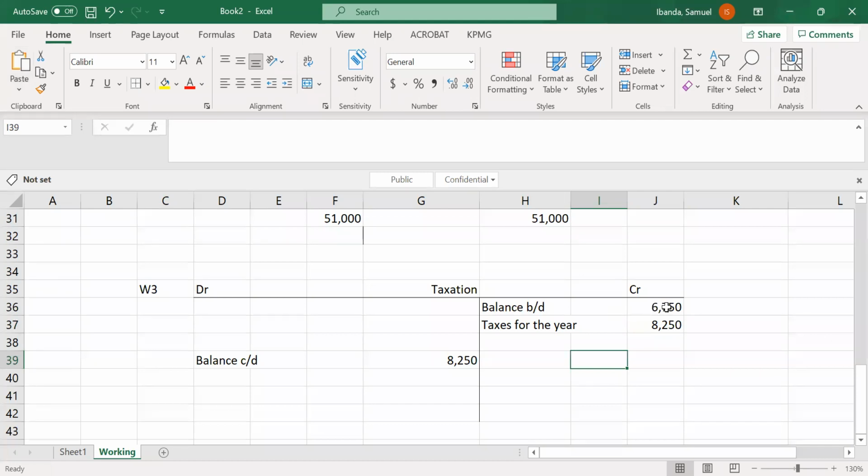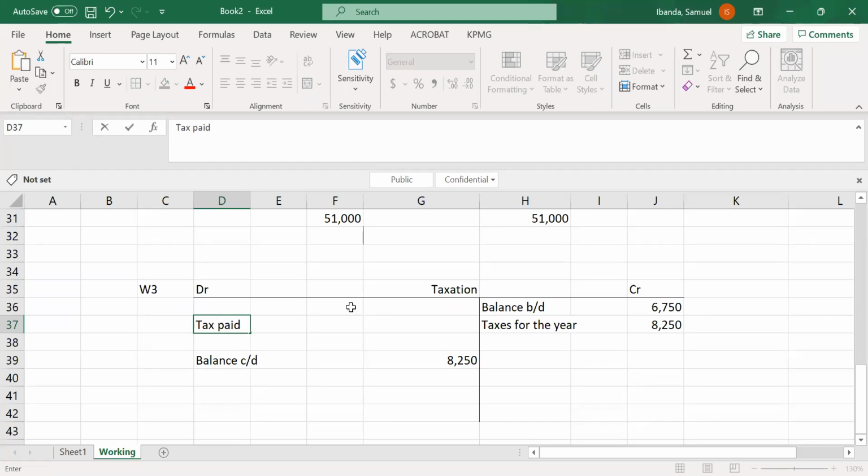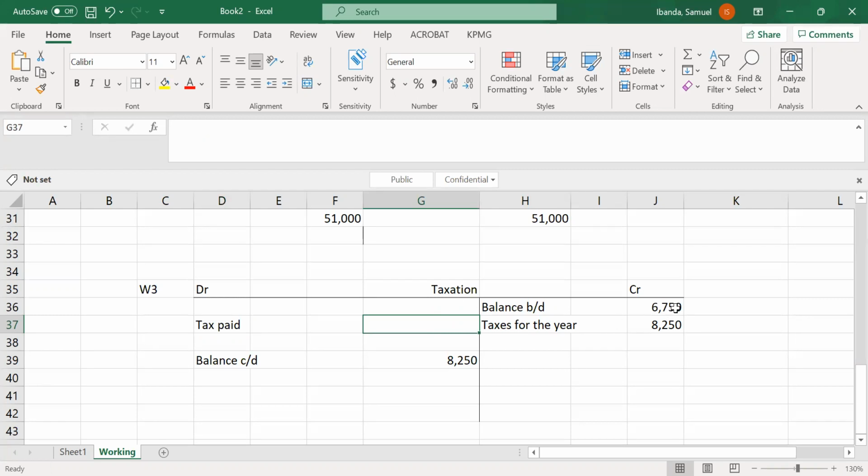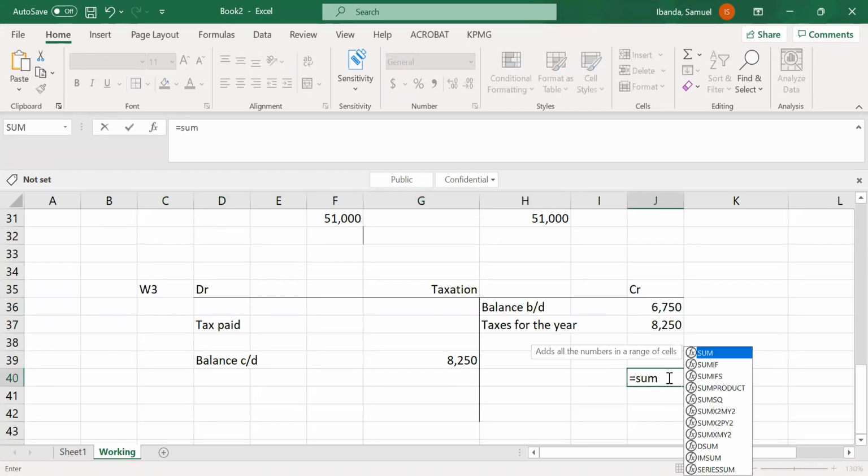So if we have a balance brought down and balance carried down, and then we have the tax for the year, we know very well that what would reduce the obligation is taxation paid, and this will be on the credit side. It's what we are exactly looking for. We are looking for the tax paid. So since we already have the balance brought down and balance carried down, we can just go ahead to add these two sides and get the difference.